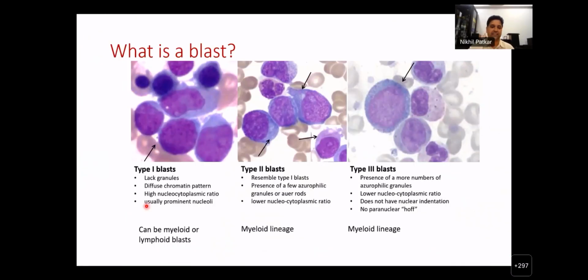So what are the types of blasts? There are 3 types of blasts. One is type 1 blast, one is type 2 blast, and one is type 3 blast. Type 1 blasts do not have any granules, right? They have diffuse chromatin, high NC ratio, usually have prominent nucleoli.